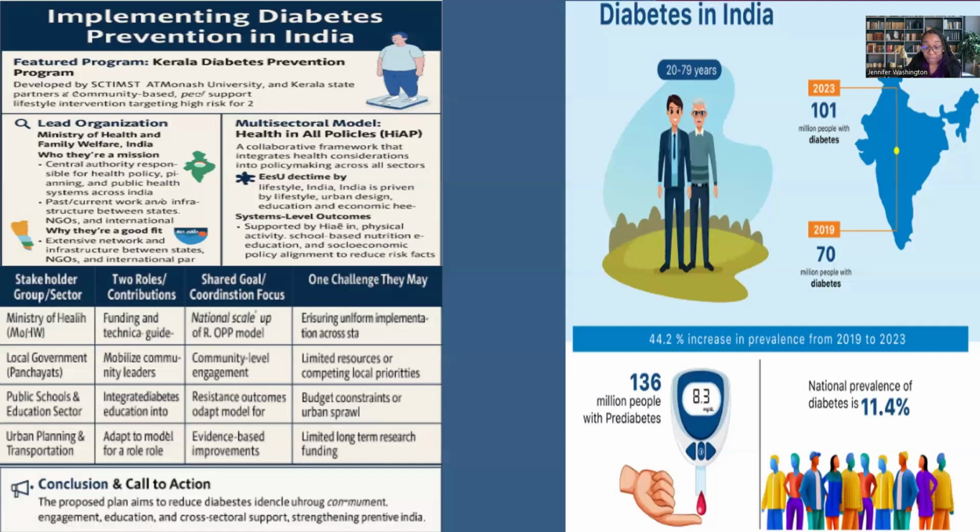So we have a call to action. In closing, this plan supports behavioral change, improved access to community care, and long-term system improvement. With the right leadership and collaboration, India has the tools and evidence to shift from treatment to prevention. So here's the call to action. We urge the Ministry of Health, local partners, and allied sectors to scale up the KDPP using the Health in All Policies model. The time to invest in community prevention is now, before the epidemic worsens. Thank you.